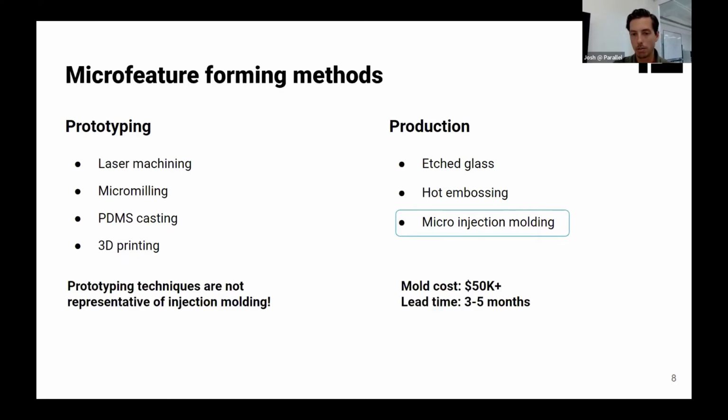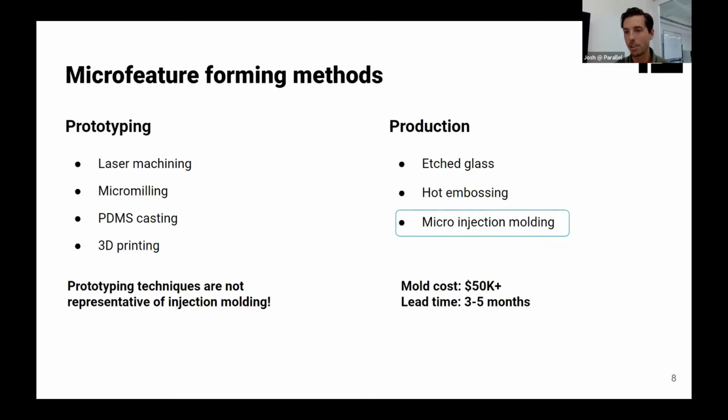But the challenge with micro injection molding is that a mold cost can be anywhere from $50,000 plus, and lead times are usually measured in months. So 3 to 5 months maybe being the average. You might be able to expedite a little bit, but you all know that microfluidic design is iterative. And so if you're trying to jump straight into injection molding from the very beginning, it's super time consuming, super expensive, and can lead to some real problems there.